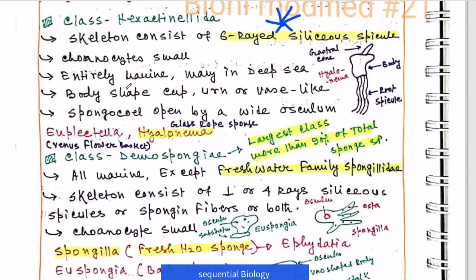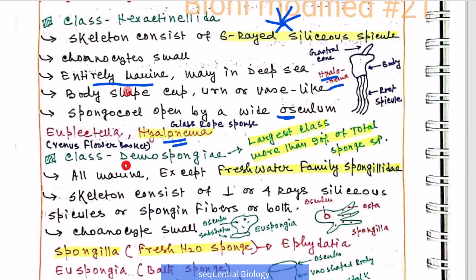And the choanocytes are small. They are also entirely marine, and many are found in the deep sea. The body shape is urn or vase like, and the spongocoel opens by a wide osculum. An example of this class is Euplectella, also called Venus flower basket, and Hyalonema. This is a very important example. The glass rope sponge, Hyalonema, is an example of class Hexactinellida. Here you can see the diagram of Hyalonema, where the gastral cone, the body and the root spicules are present.